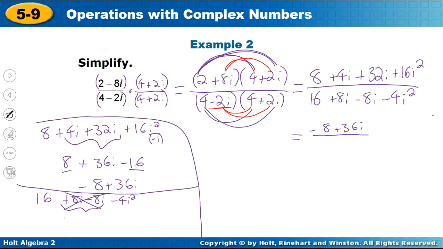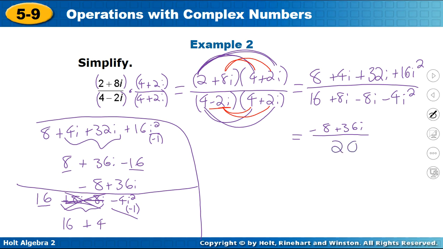So let's bring the 16 down. Now this, remember, i squared is equal to negative 1. So I have negative 4 times negative 1, which is a positive 4. So I have 16 plus 4 at the bottom. Right? Because the i's are gone, so it's just a 16, and it's just now a positive 4. So that equals 20. So my denominator is 20.